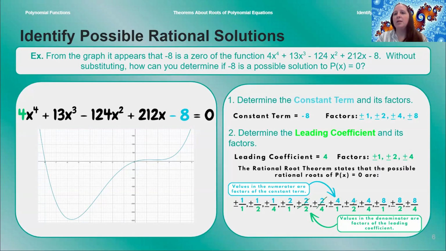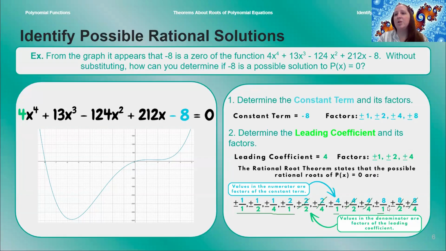4 over 1 is a new one. 4 over 2 is 2, so I wouldn't need to write that. 4 over 4 is 1. 8 over 1 is 8. I don't have that. 8 over 2 is 4. Have that one. And 8 over 4 is 2. So really, I would just need to write these 4, this one, and this one to be possible solutions for this equation.